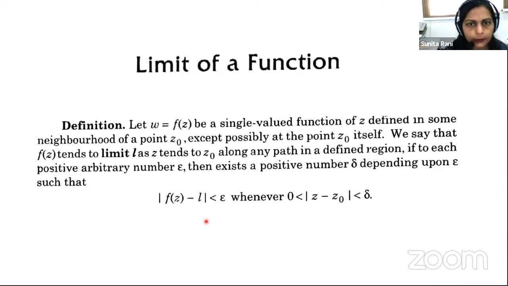Then we say that f(z) tends to a limit L as z tends to z naught along any path in the defined region. For any arbitrary positive number epsilon greater than 0, there exists a positive number delta, where delta depends upon epsilon. This is the definition you can write or use.